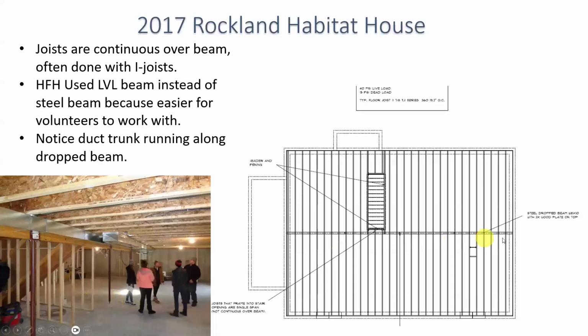So we designed this house with a steel W8x10 beam with a 2x wood plate on top. But Habitat actually changed that to LVL, which is laminated veneer engineered lumber, because it's easier for volunteers to work with. Because with a steel beam, you have to deal with the steel supplier. They do a shop drawing of the exact length where you want the holes drilled in it. They cut it. It's a lot more dinking around. Whereas with an LVL, you go to Menards and you buy some LVLs and you cut them to the right length and you nail them together and you're good to go. So that's that.